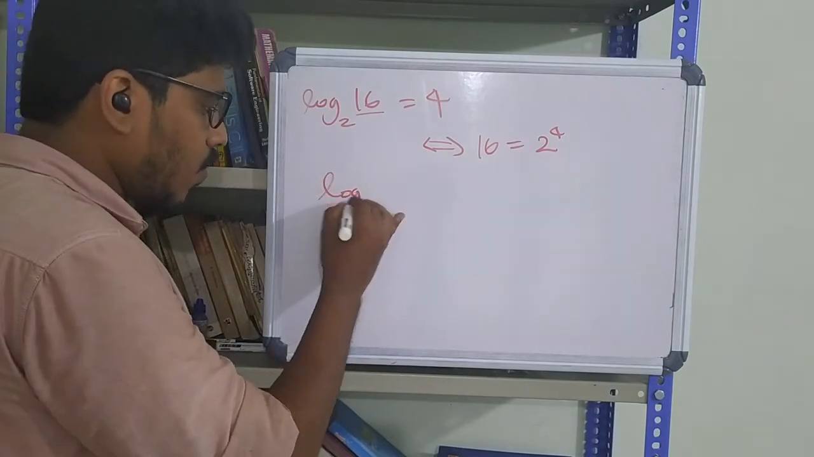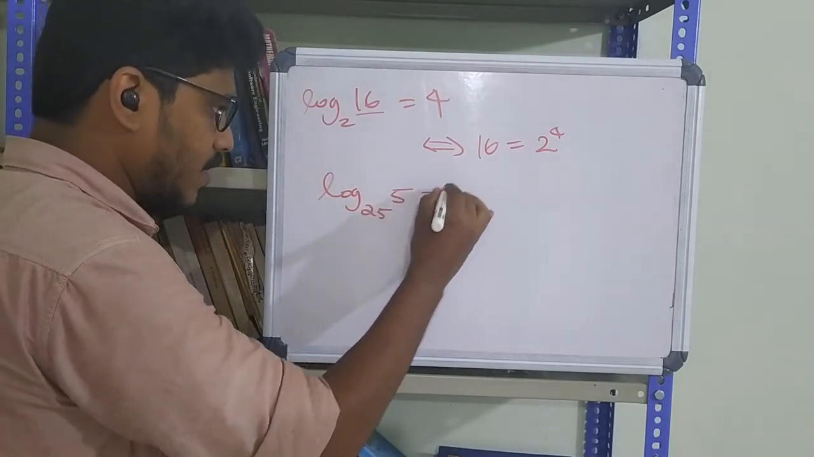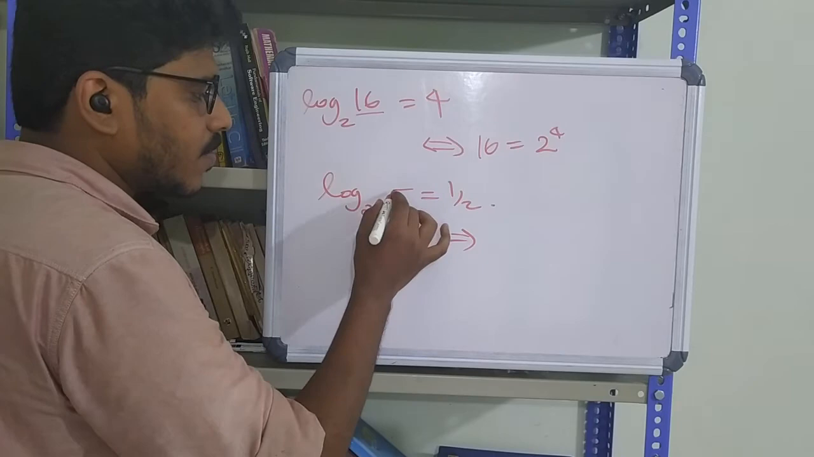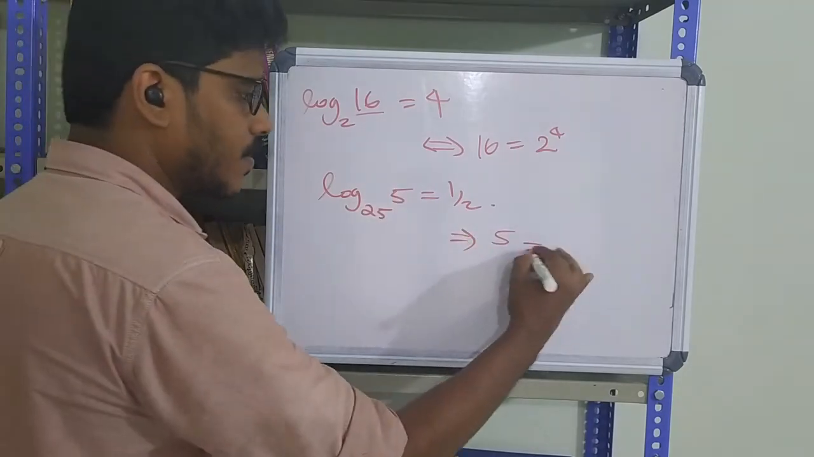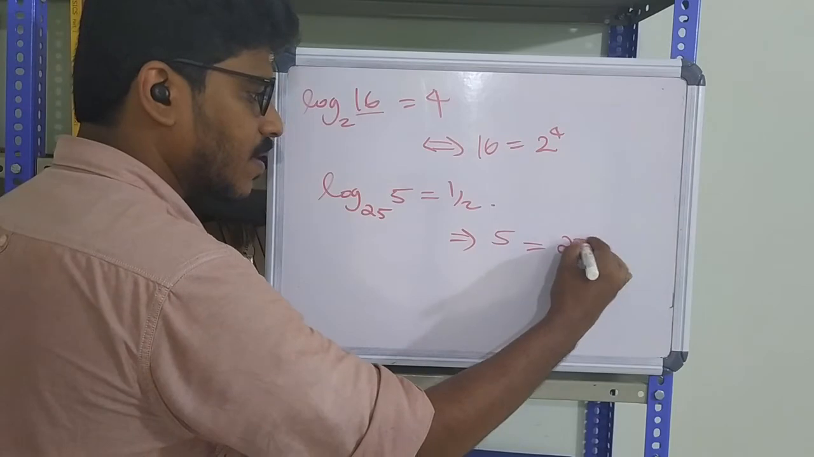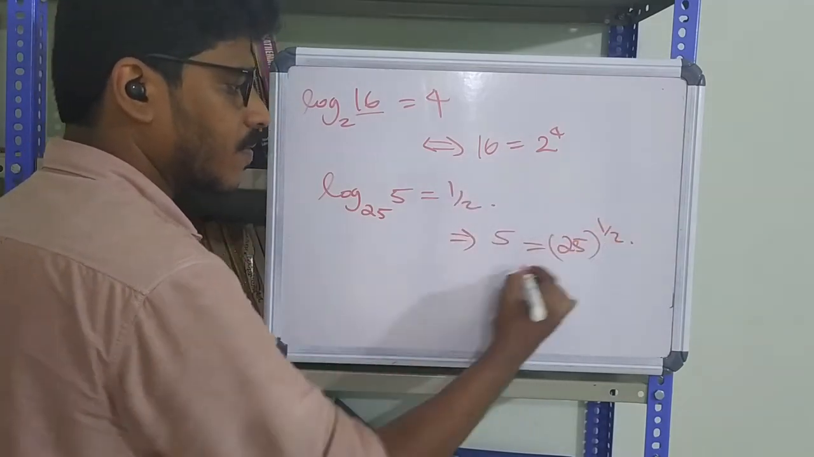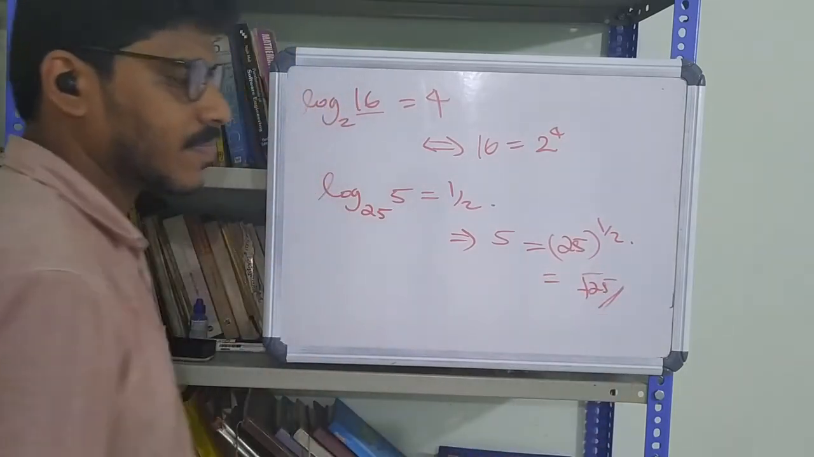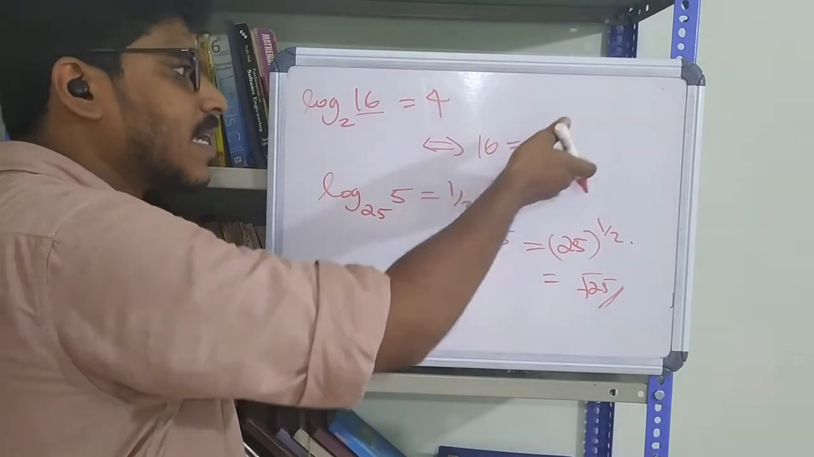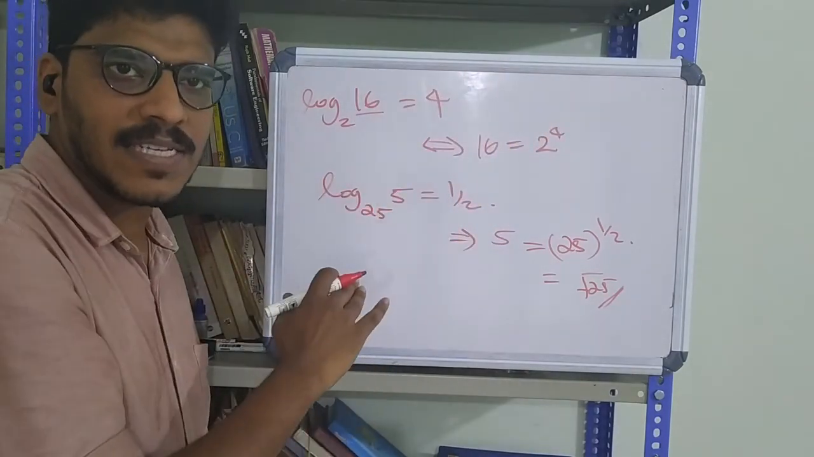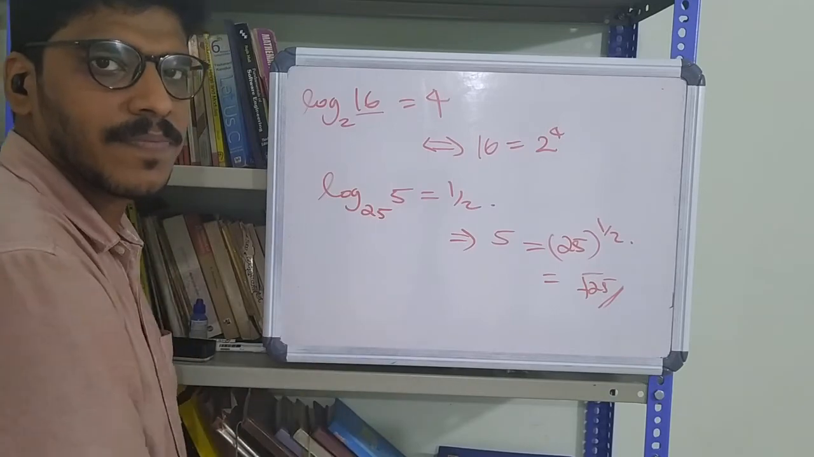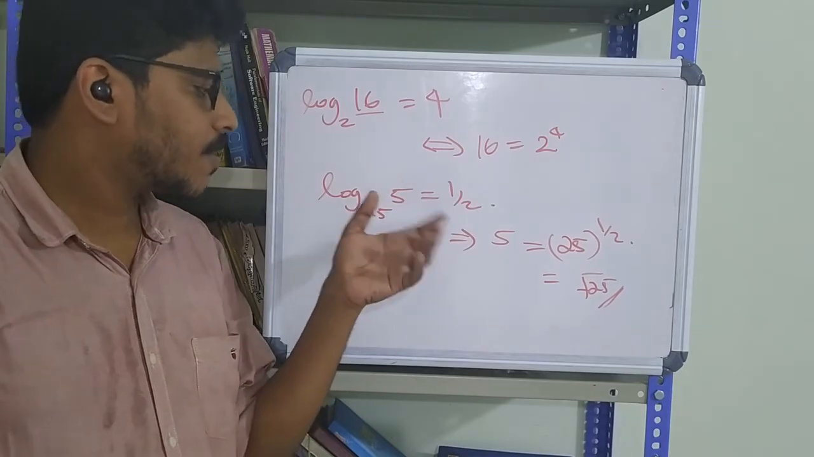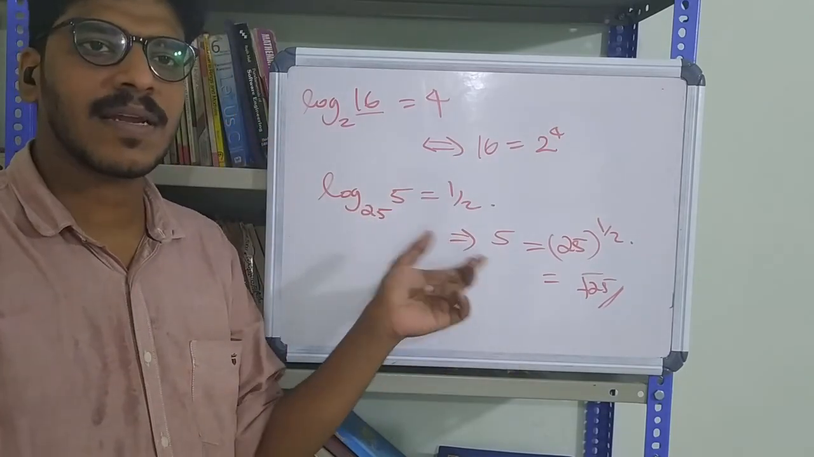Similarly, consider another one. Log to the base 25, 5 is equal to 1 by 2. Which means to get 5, 25 has to be raised to the power 1 by 2. Which means 5 is equal to 25 raised to half, or root of 25, which we know is correct. In the same way, we can transcribe from exponential function to logarithmic function as well, to the back side. That's also possible. So this is how the inverse nature of logarithm and exponential functions is explained.